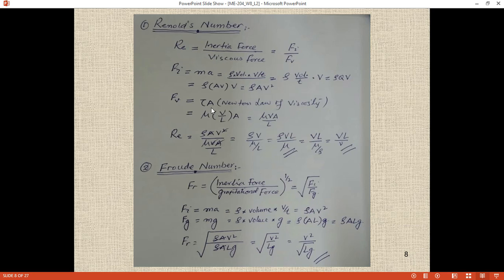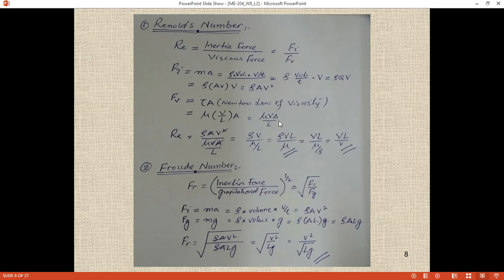So what is tau? Tau is basically the shear stress. The shear stress is equal to viscosity times the velocity gradient, V over L, multiplied by the area. So this is mu V over L times the area. So this is the viscous force.